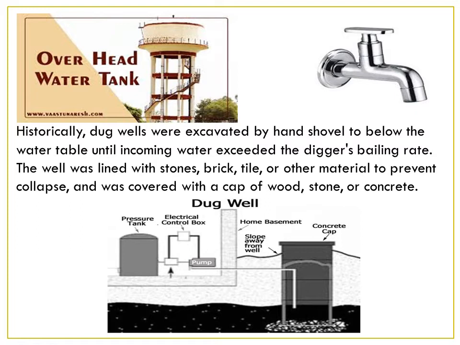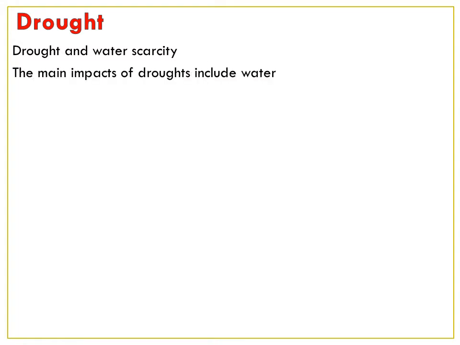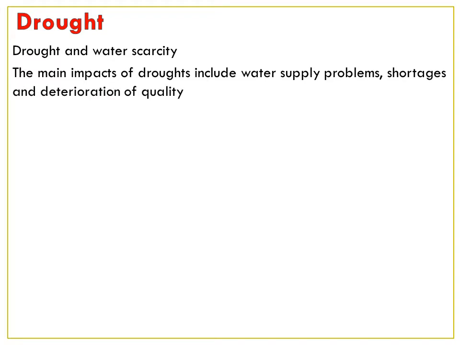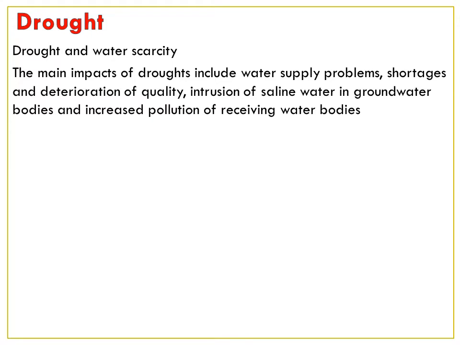The well was lined by stones, brick, tile, or other material to prevent the collapse, and was covered with a cap of wood, stone, or concrete. See the diagram of the well, children, here. Drought and water scarcity is the next topic. Drought's main impact means water supply problems, shortage and deterioration of quality, intrusion of saline water in groundwater bodies, and increased pollution of receiving water bodies. That is, there is less water to dilute the pollutant discharges and drops in groundwater levels.